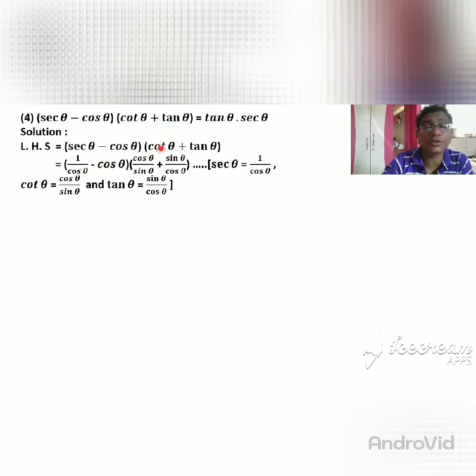cot theta. Cot theta is equal to cos theta upon sin theta. Tan theta is equal to sin theta upon cos theta. Tan theta is equal to what? See, this is the tan theta. So tan theta is equal to sin theta upon cos theta. Cot theta is equal to cos upon sin. Is that clear?